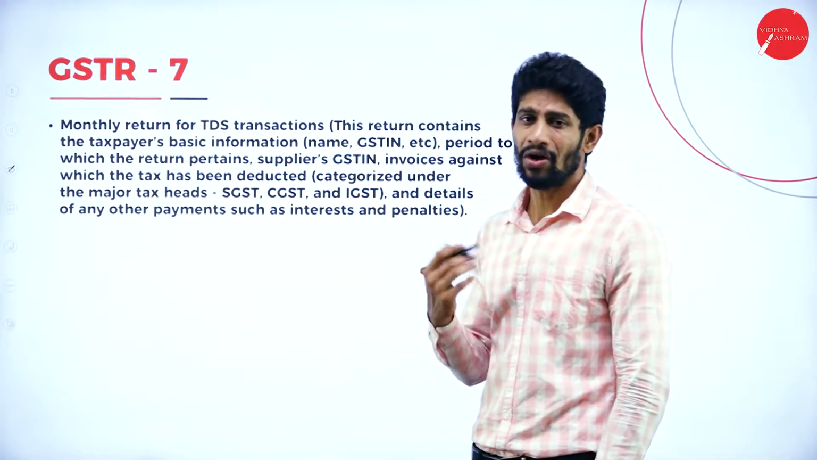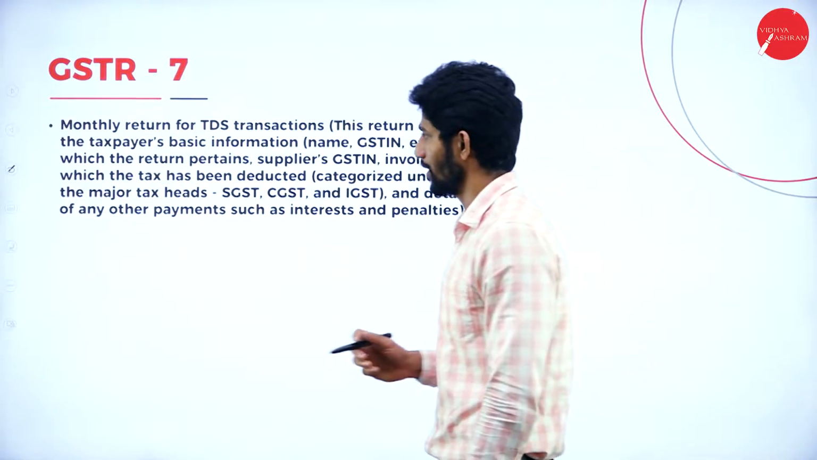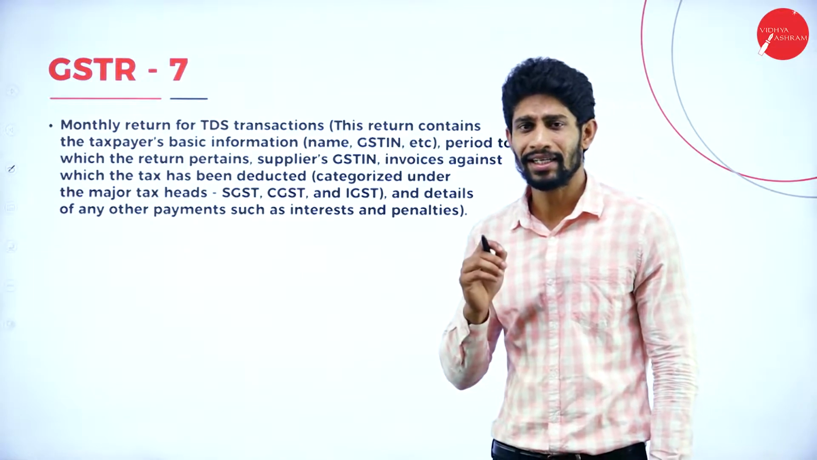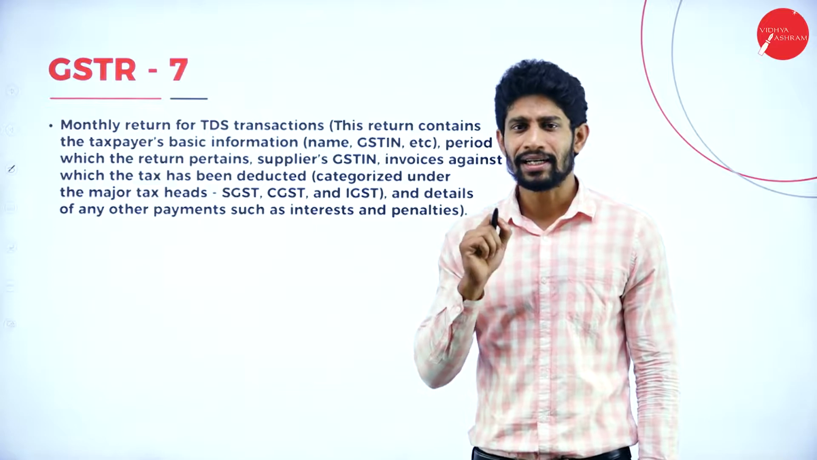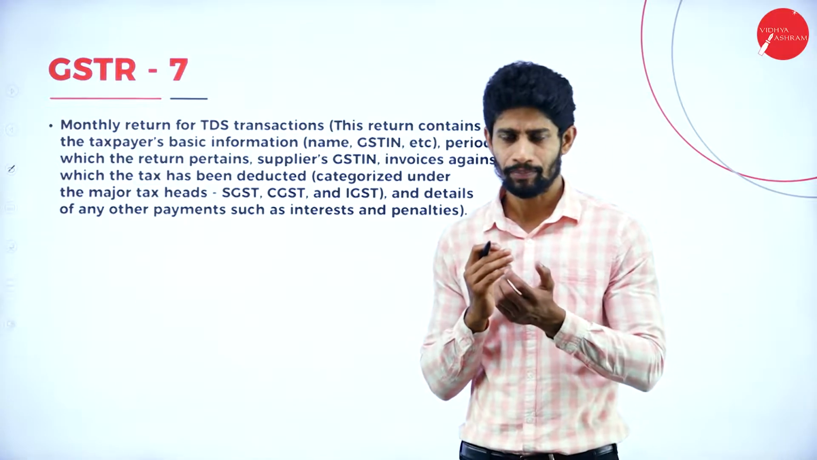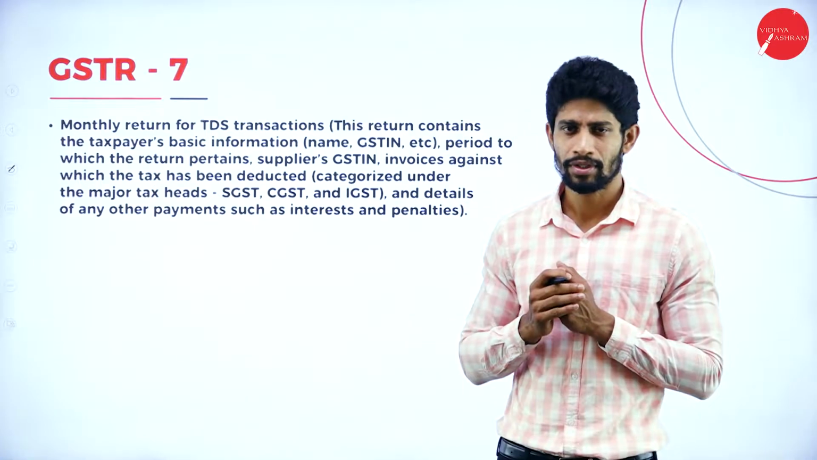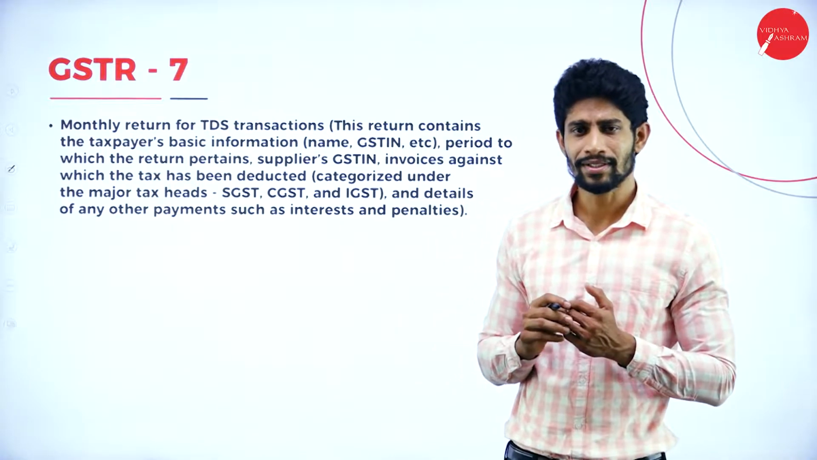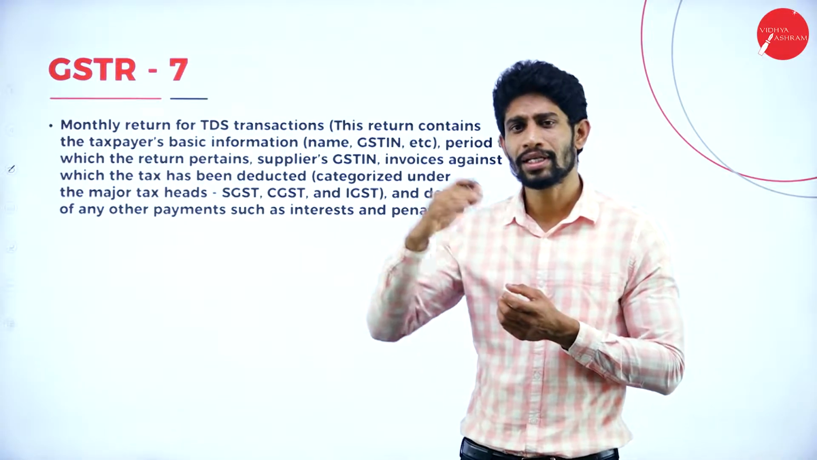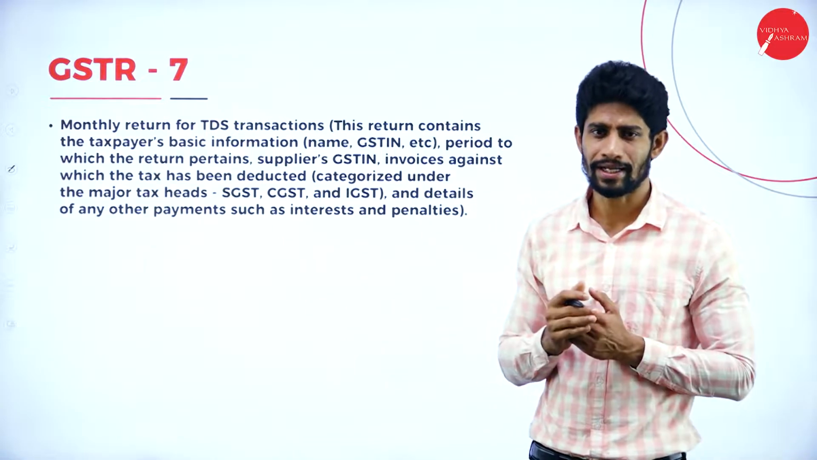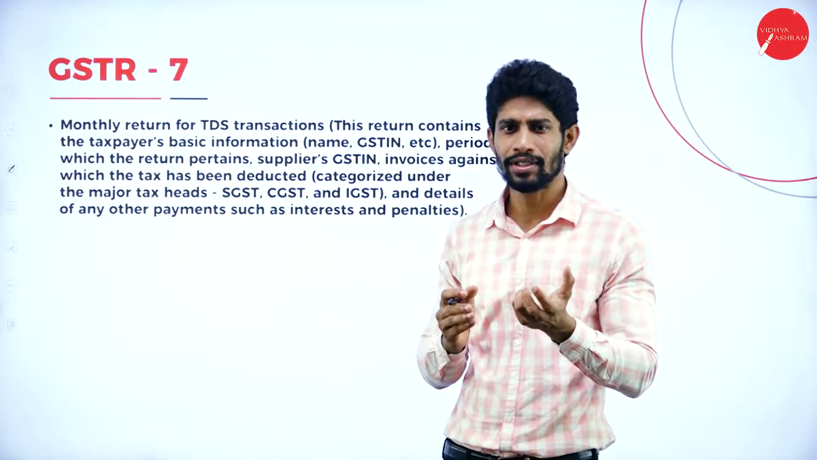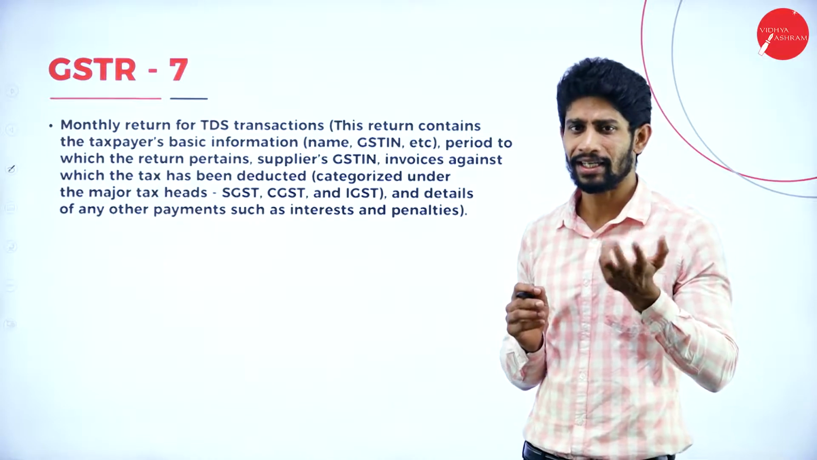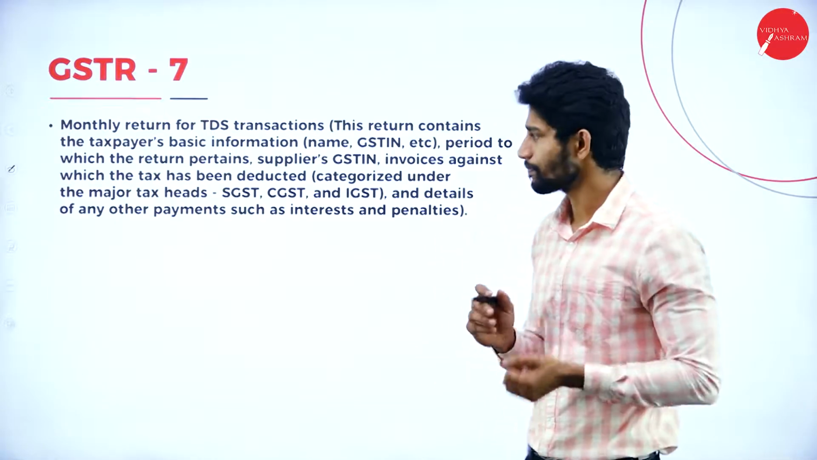GSTR-7. So what is it all about? It is a monthly return for TDS transactions. What is TDS? TDS is nothing but tax deducted at source. If you are earning any income, like casual income, for example winning a lottery, what will happen? If you are going to win a lottery worth rupees 1 lakh, first they deduct the tax amount, then they pay you the remaining balance. Usually we collect 30% tax. So from 1 lakh, they deduct 30,000 and pay 70,000 rupees to the winner of the lottery. That is called TDS, that is tax deducted at source.